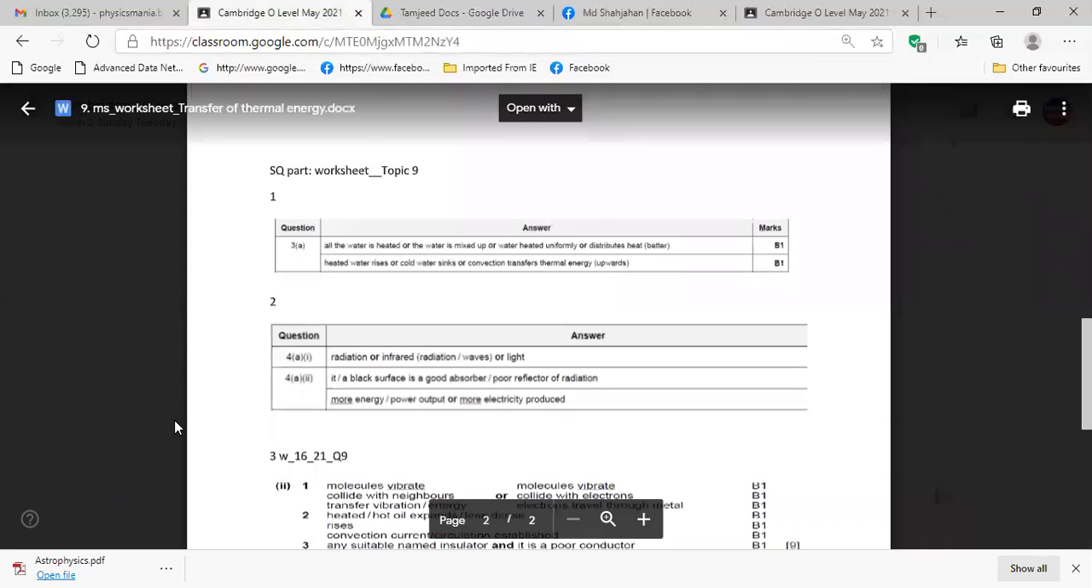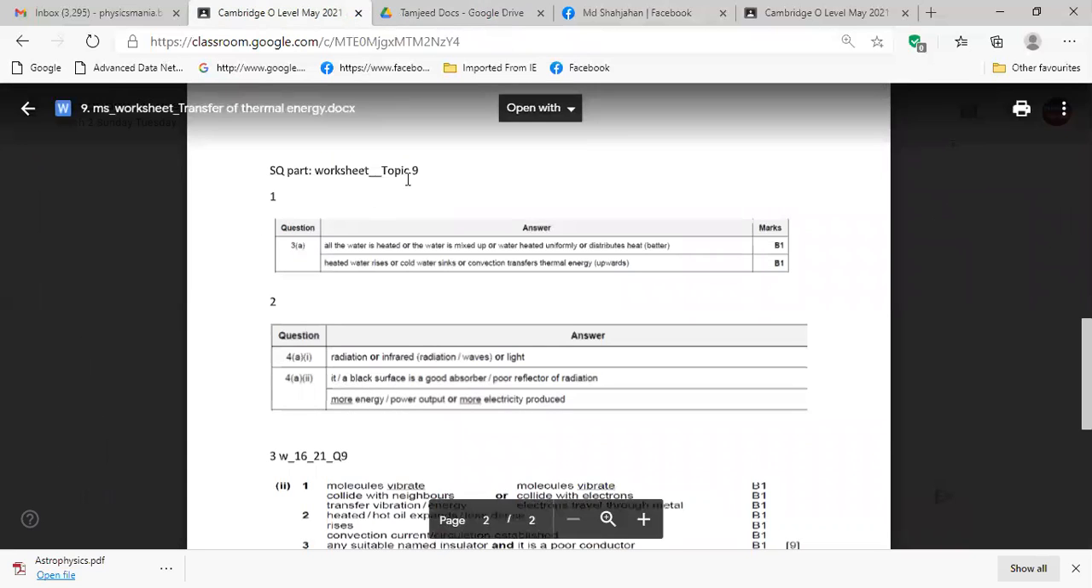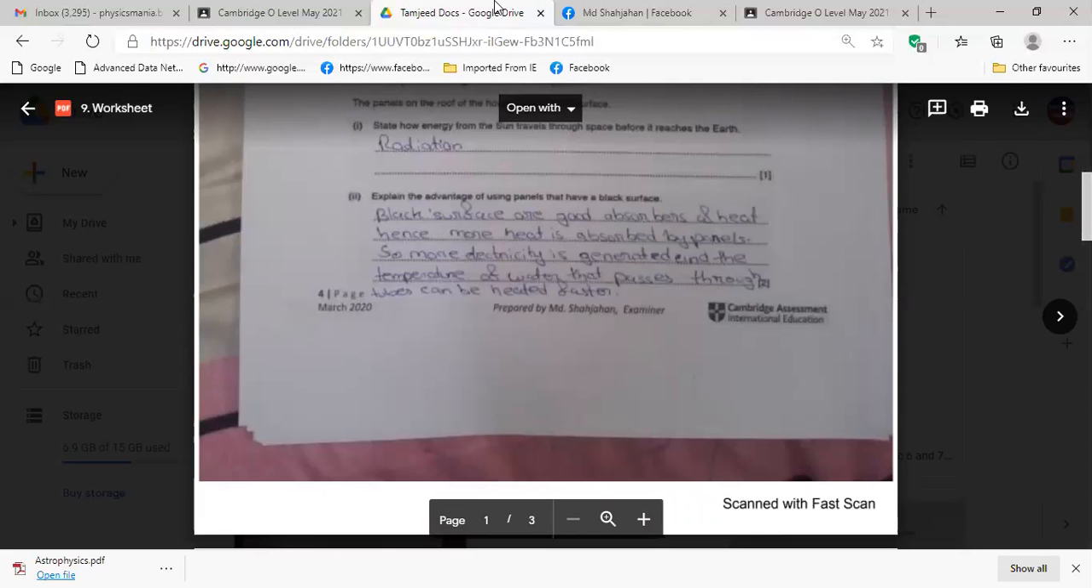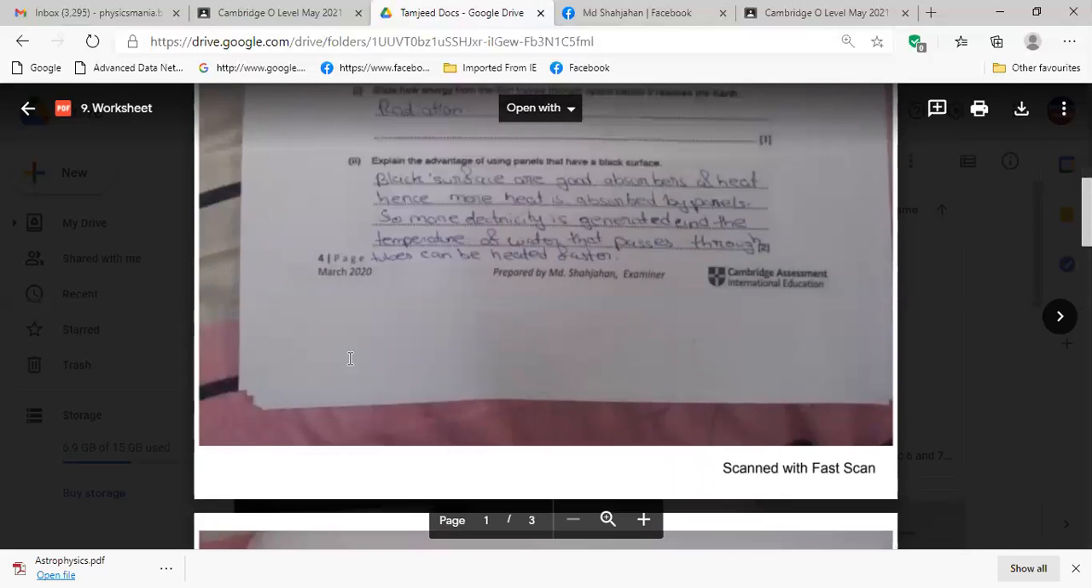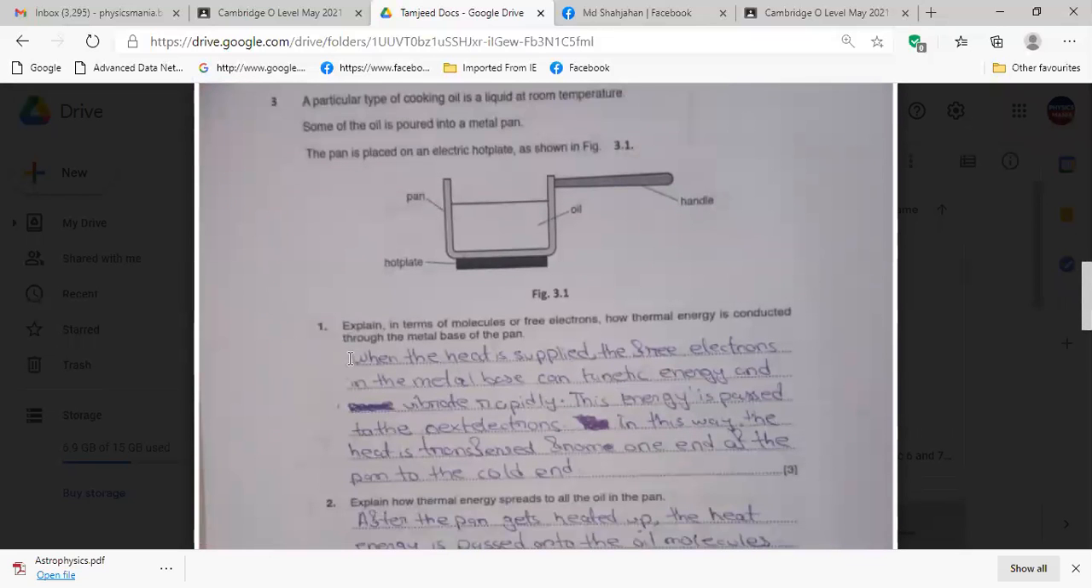So let's see what is written here. Yes, black surface is good absorber and produces more electricity, more energy. Then next, you say three. Question number three. Can you read this?